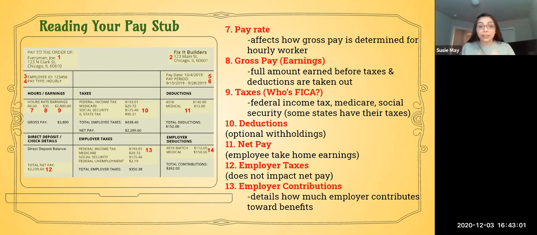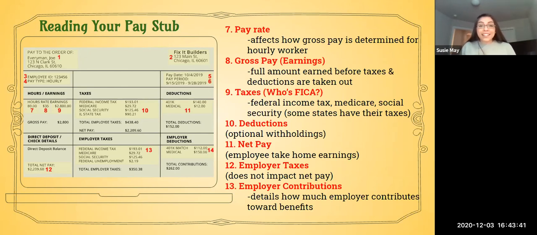I know, sad face. Number nine is taxes. And if you were like me when I opened my very first paycheck, I was wondering, who the heck is FICA and why is he taking all this money from me? Well, FICA, guys, stands for Federal Insurance Contributions Act. So basically, they are responsible for taking out two types of deductions from your paycheck, and that is Medicare and Social Security. And then after that, number 10, you have other optional deductions that may be taken out from your paycheck.